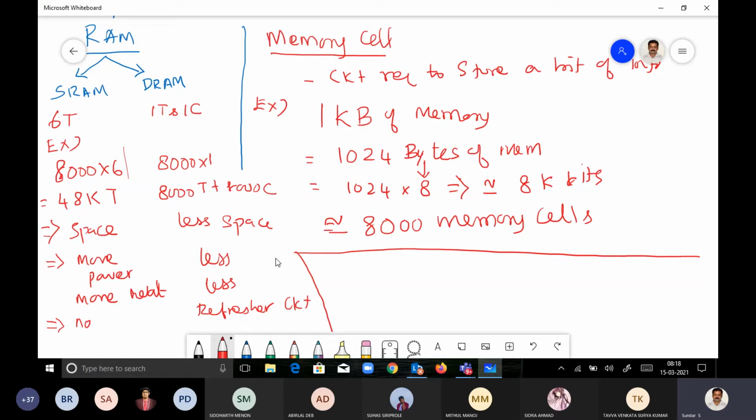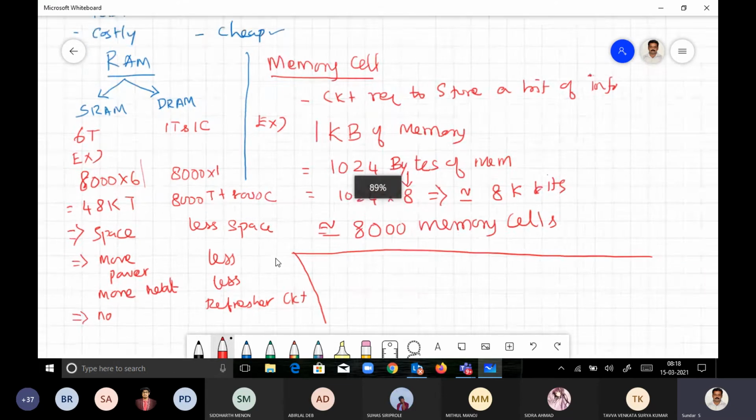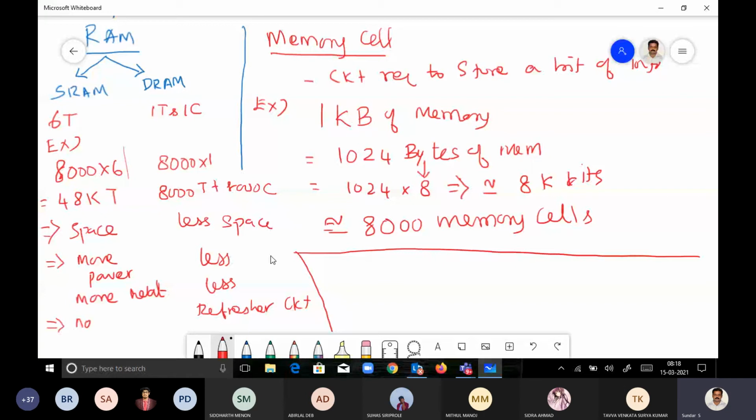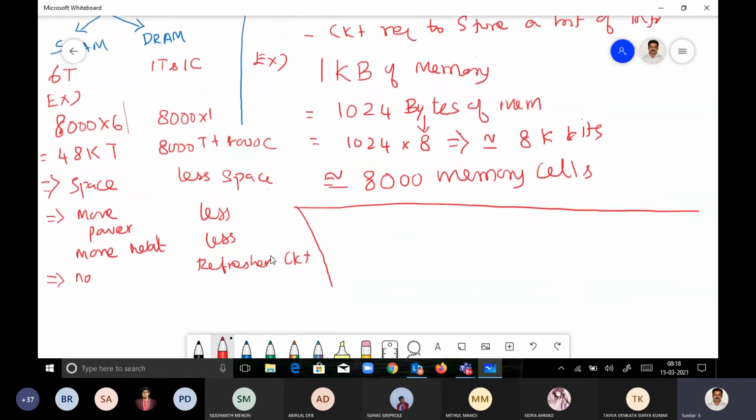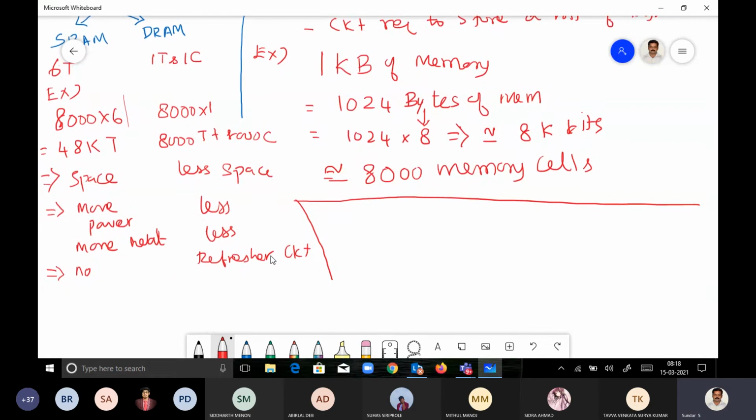Now we have arrived at one conclusion. Dynamic RAM and static RAM are the two types of RAM. The advantage of static RAM is it can retain the information. It does not require any refresher circuit. Though it is volatile, as long as power is there, there is no need to refresh. It can retain the information. Whereas dynamic RAM is very cheap. It will occupy less space. It will develop less heat. But the problem is that it requires a refresher circuit.